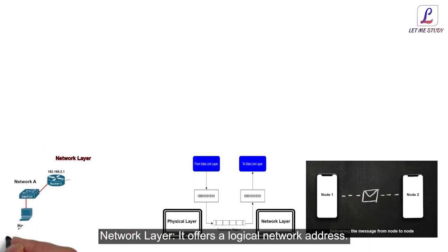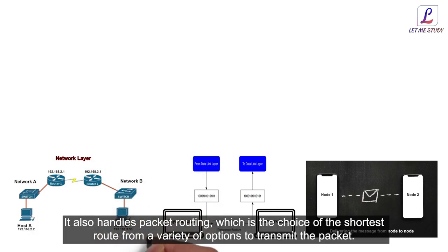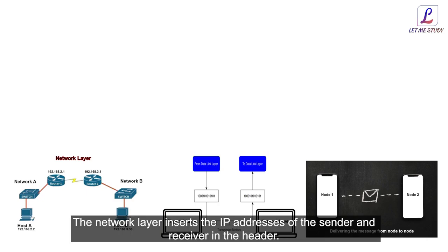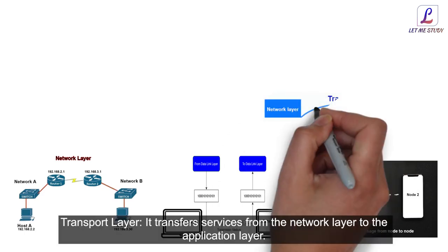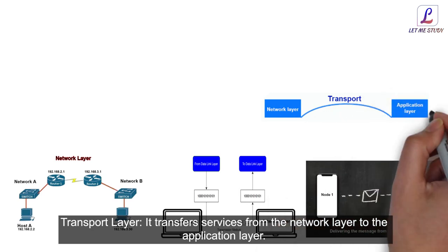Network layer. It offers a logical network address. It also handles packet routing, which is the choice of the shortest route from a variety of options to transmit the packet. The network layer inserts the IP addresses of the sender and receiver in the header. The network layer segment is referred to as a packet. Networking equipment like routers implements the network layer. Transport layer. It transfers services from the network layer to the application layer.